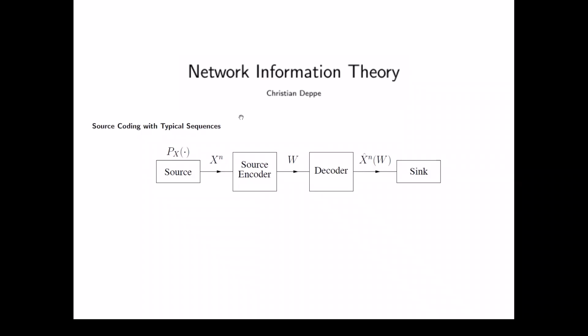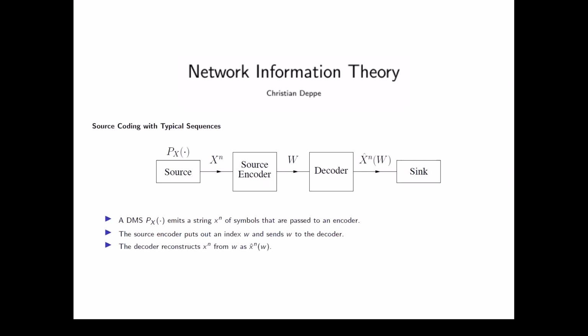Now we will continue with source coding with typical sequences. We look at the following model. We have a discrete memoryless source which emits a string x^n of symbols that are passed to an encoder. The source encoder puts out an index w and sends w to the decoder. And the decoder reconstructs w as x hat n of w. And the decoder is, of course, successful if x hat n of w is equal to x^n.